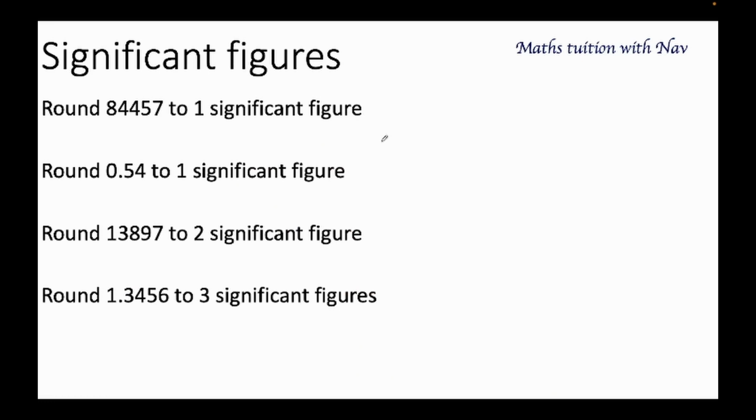Okay, significant figures. Round 84,407 to one significant figure. Now significant means important, and figure means the actual number, the actual digit. So let's look at this. I want one significant figure, so I want the most important number, just the one. The most important number here is 8. Okay, I'm going to round that. There's a 4 behind that, so it's not bigger than a 5. So the answer to that will be 80,000.